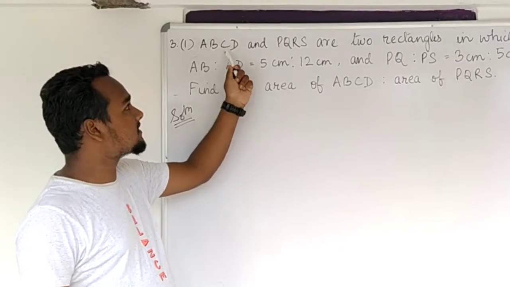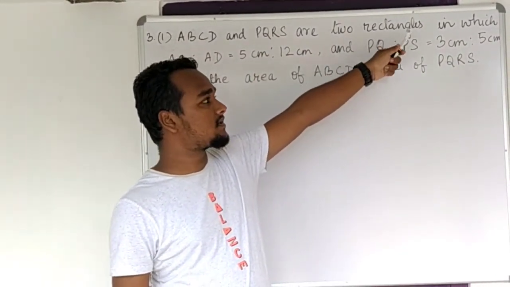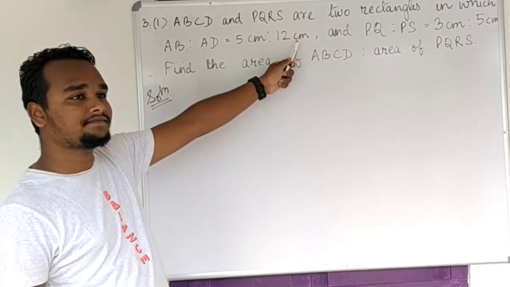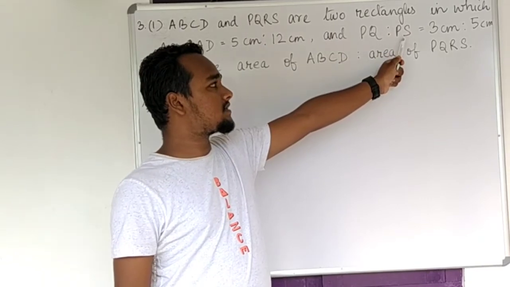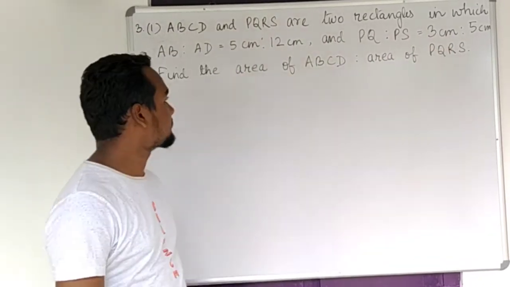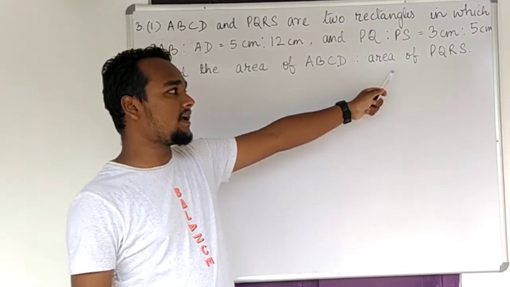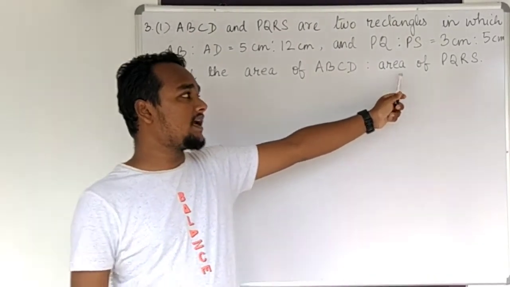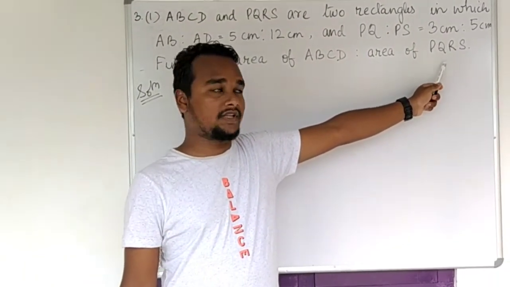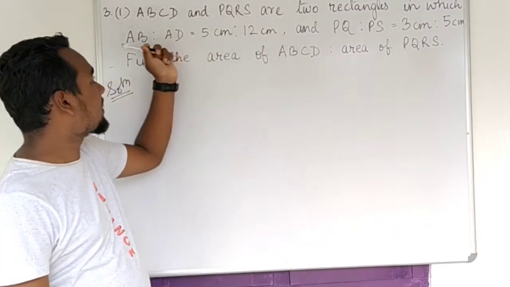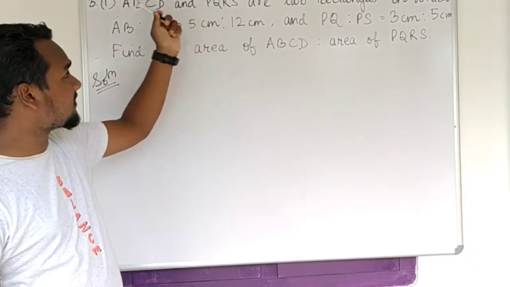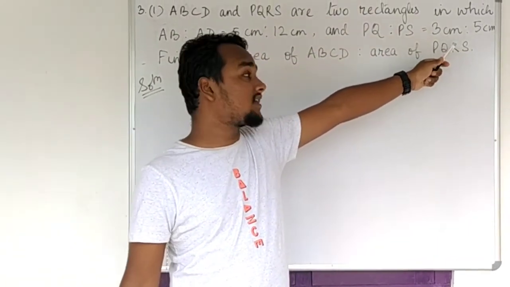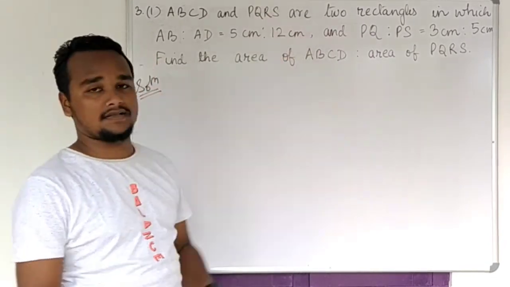What is this question? ABCD and PQRS are two rectangles in which AB is to AD is equal to 5 cm is to 12 cm, and PQ is to PS is equal to 3 cm is to 5 cm. Find the ratio of the area of ABCD and the area of PQRS. For that, your length and breadth are given here. AB and AD are the length and breadth of rectangle ABCD, and 3 cm and 5 cm are the length and breadth of rectangle PQRS.